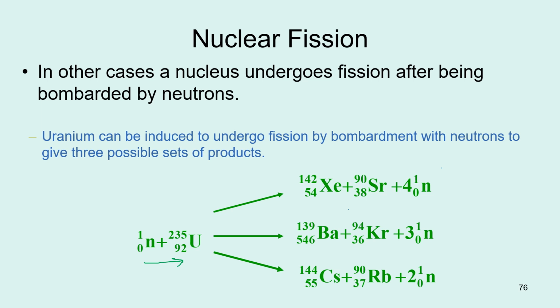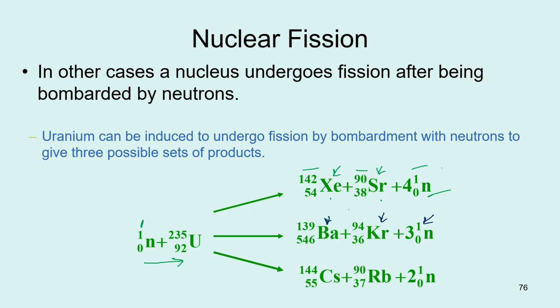It's not anything that you can predict, but it can break into, for example, xenon and strontium with 4 neutrons, or barium and krypton with 3 neutrons, or cesium and rubidium. How it breaks is just how it feels at that moment. But again, notice that the numbers have to balance. So if it breaks apart into xenon, then strontium is the other product, because 142 plus 90 plus 4 gives you 236. Don't forget to add this one here. If barium is one of the products, then krypton and 3 neutrons. So anyway, the numbers still have to add up.